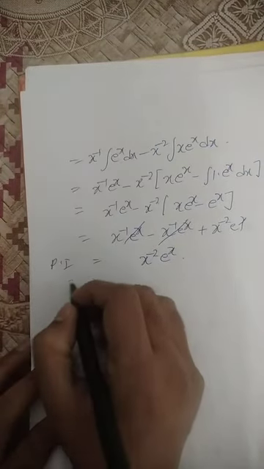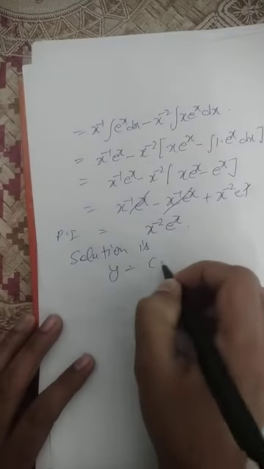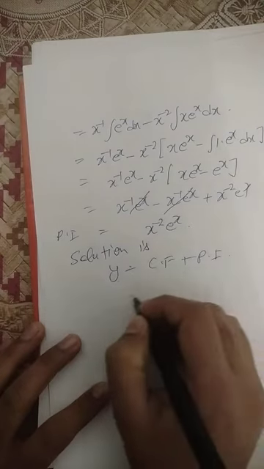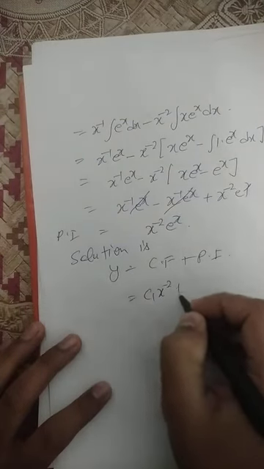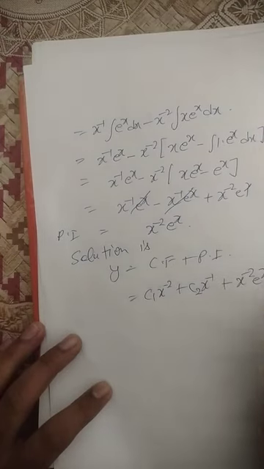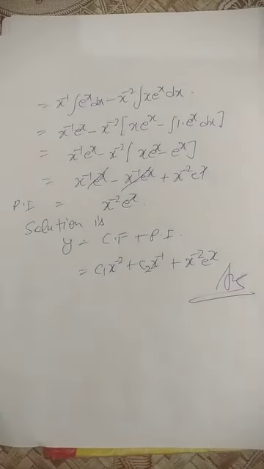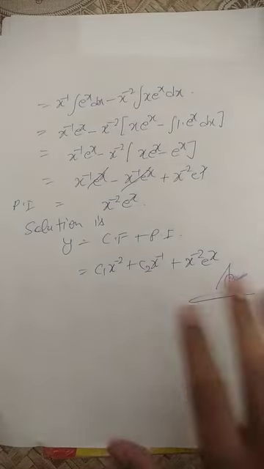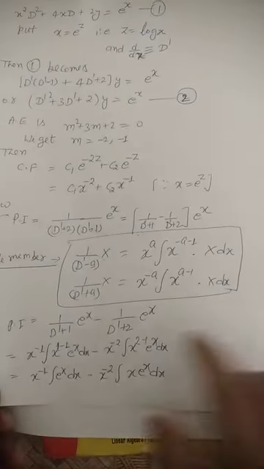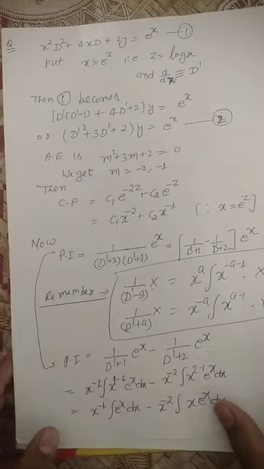So now the solution is y equal to CF plus PI, that is C1 x to the power minus 2 plus C2 x to the power minus 1 plus the PI, and so on. So you can solve this type of Cauchy-Euler equation like that. The main important thing is that you have to remember these two formulas. Okay, thank you.